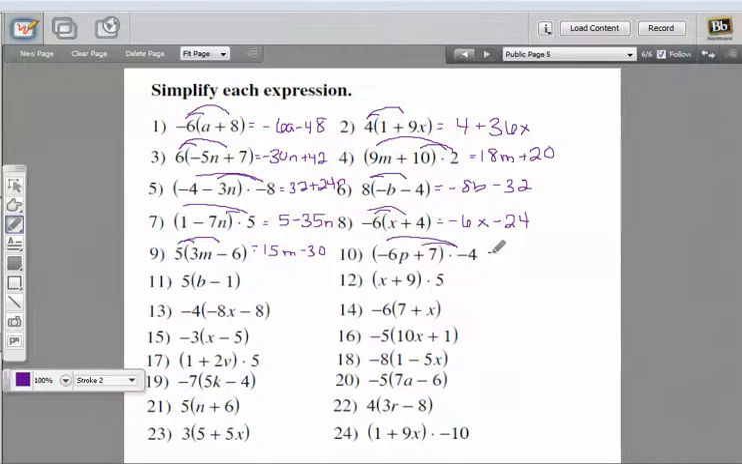In 10, we're distributing a -4, so we have -4 times -6p, so that's a 24p. And -4 times +7 is a -28. Oopsie. So let's make sure we get that -28 there.